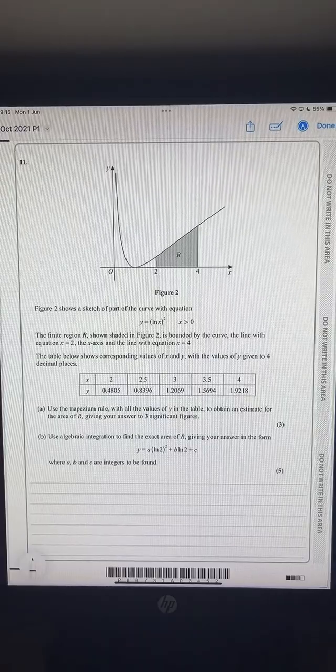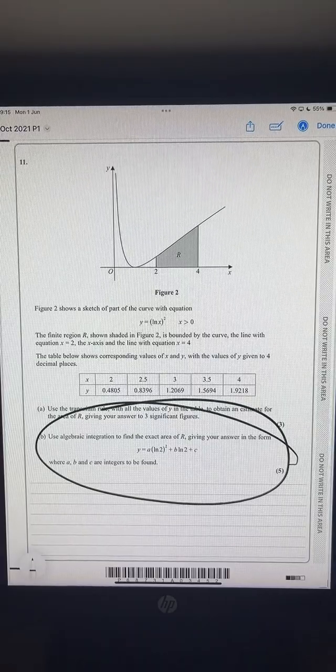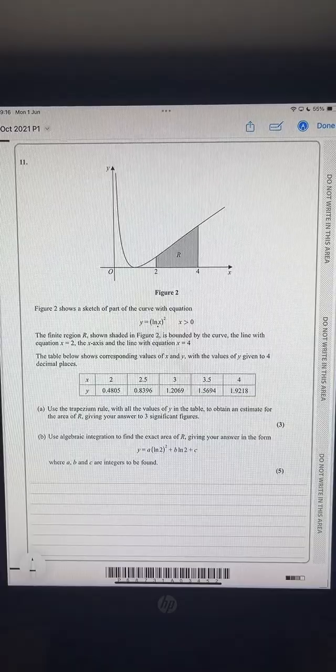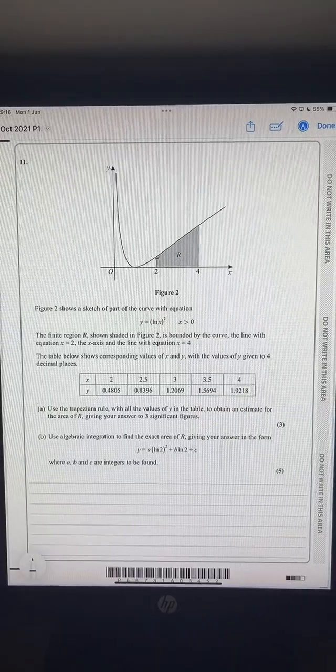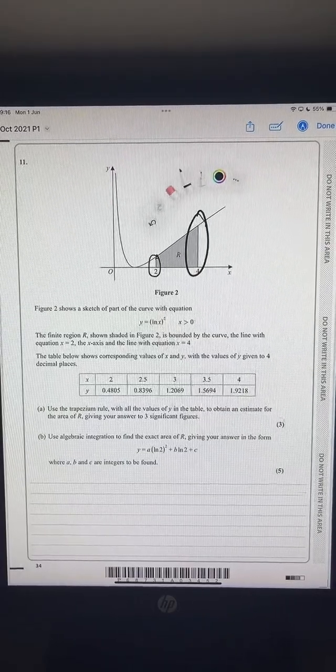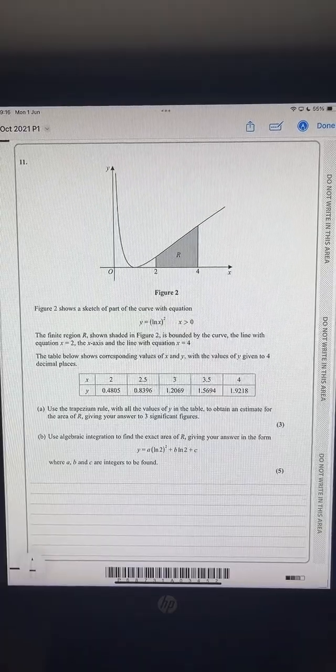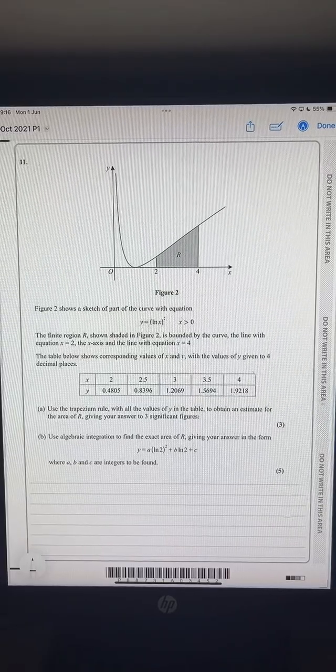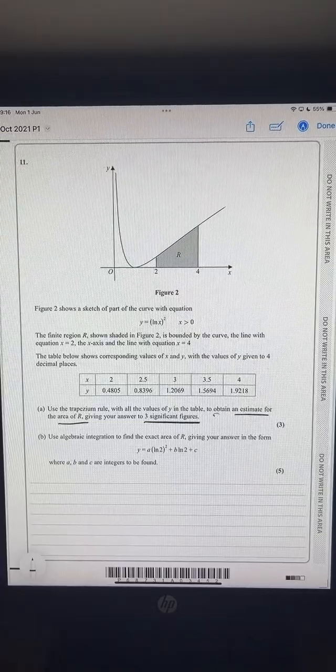Pretty nice question. But then part B is where we got to do a bit of work, but it's nice, in my opinion. Figure 2 shows a sketch of part of the curve with the equation y equals ln of x whole squared. The finite region R shown in figure 2 is bounded by the curve, the line with equation x equals 2, so this line here, and then x equals 4, that line there. The table below shows the corresponding values of x and y, with the values of y given to 4 decimal places. Use the trapezium rule with all the values of y in the table to obtain an estimate for the area of R, giving your answer to 3 significant figures.